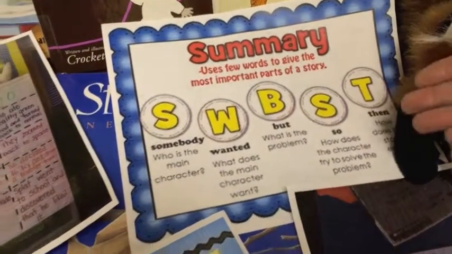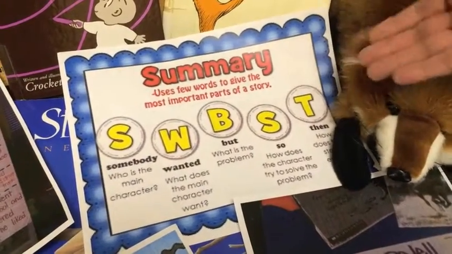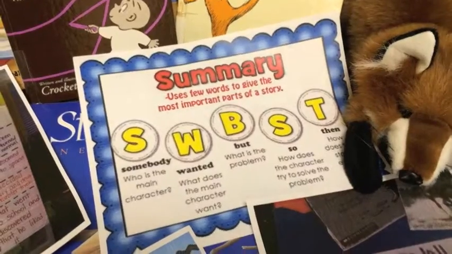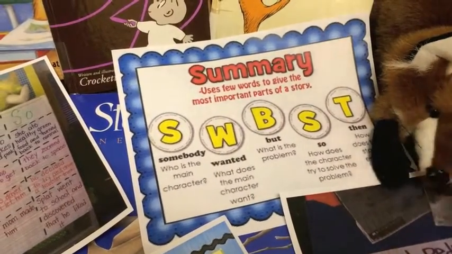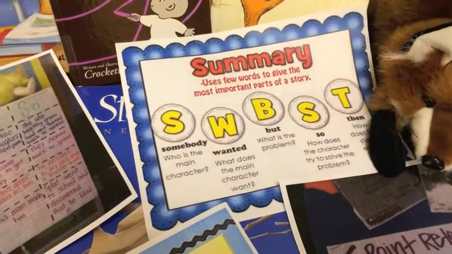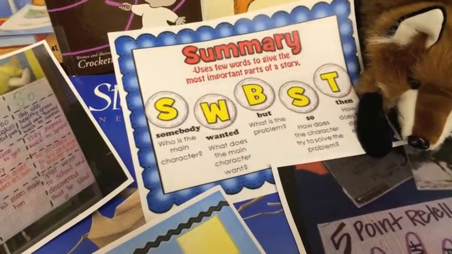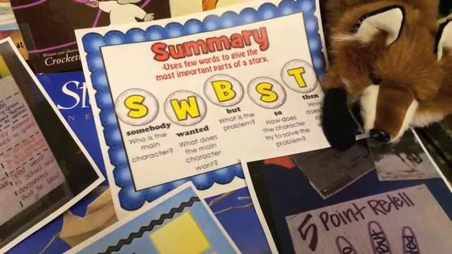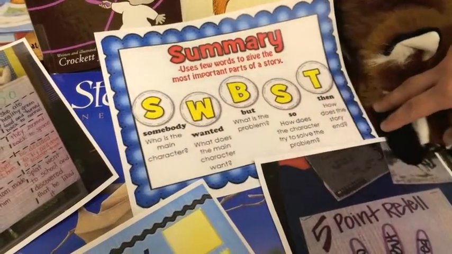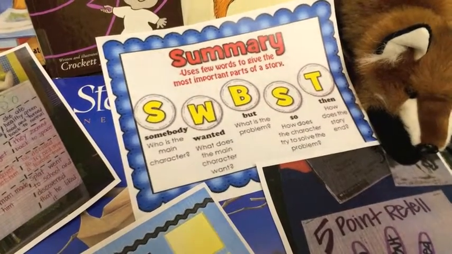As you can see here in this image right here, the summary uses a few words to give the most important parts of the story. SWBST. It's an acronym for somebody, wanted, but, so, and then. The somebody is the who, the wanted is the what, the but is what was the problem, the so is how does the character try to solve the problem, and the then, which is how does the story end.